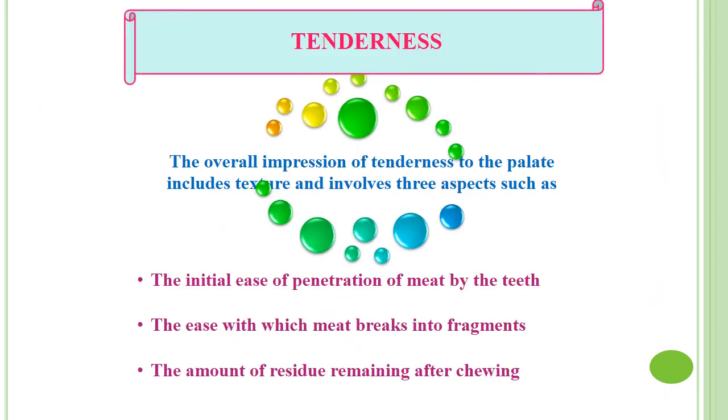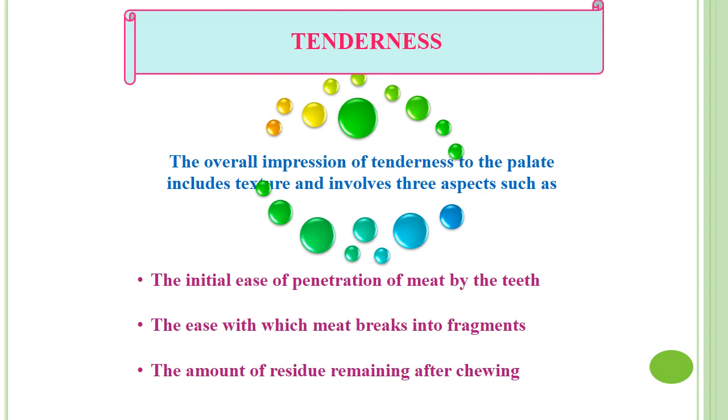Now we will discuss tenderness. This is actually perceived during eating, so it comes under eating quality, but it is directly related to fresh meat and plays a very important role in determining the quality of meat. The overall impression of tenderness to the palate includes texture and involves three aspects. So texture is directly connected with tenderness.